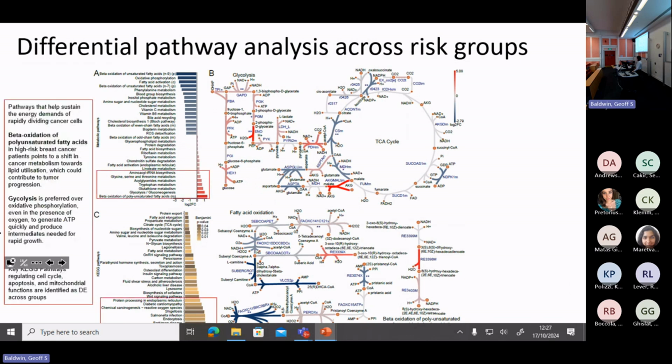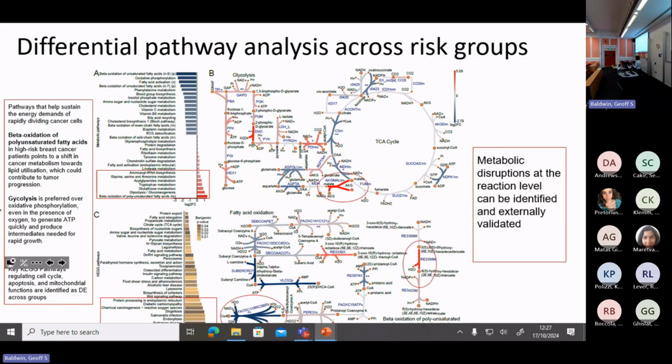What else can we do? We can get the usual KEGG pathway analysis, enrichment analysis through the metabolic pathways. But the thing on the right is something extra that we can do. The thing on the right is just a pathway. In this case, we're looking at glycolysis with TCA and the fatty acid oxidation. And we can see where differences across patients are actually taking place.